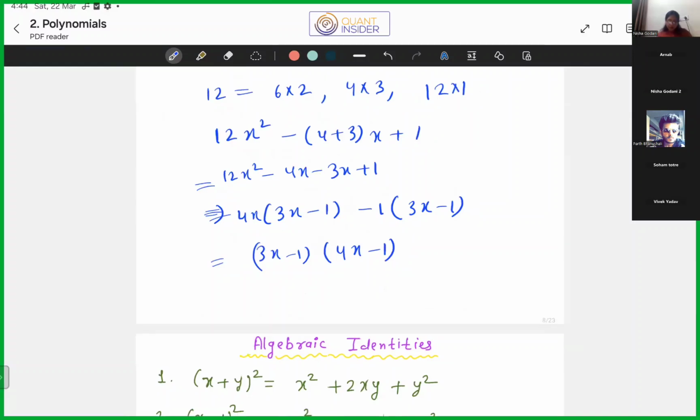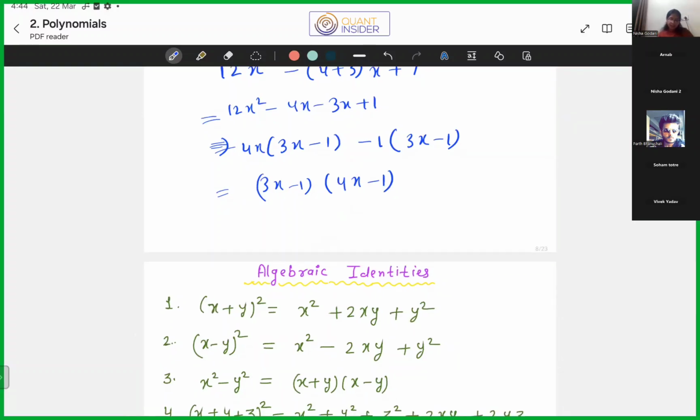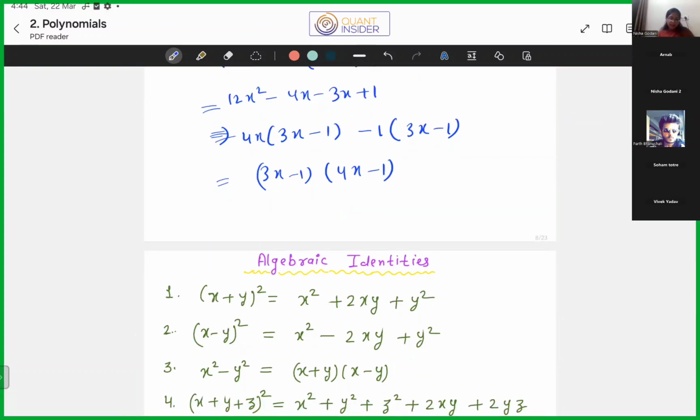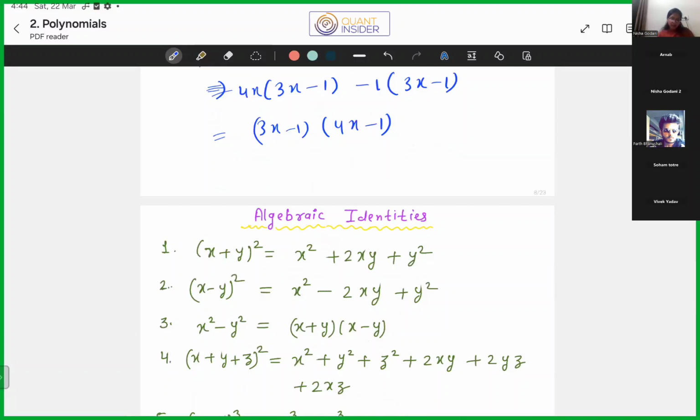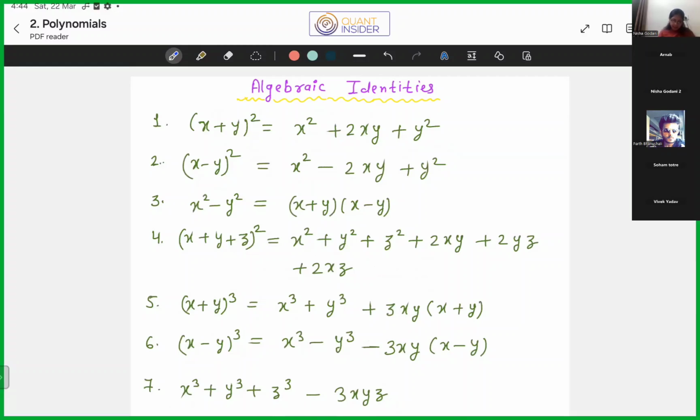Now I have written here some algebraic identities. These are very useful, and all of you must know about these identities. So this is x plus y whole square, x minus y whole square, x square minus y square equals x plus y times x minus y. And also I have written some questions. Yes, you will solve these.